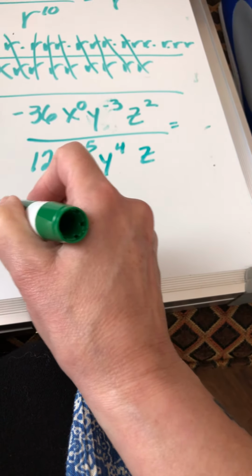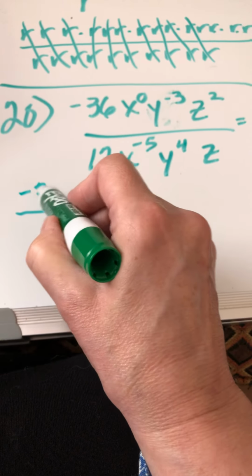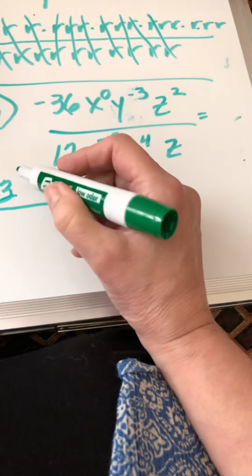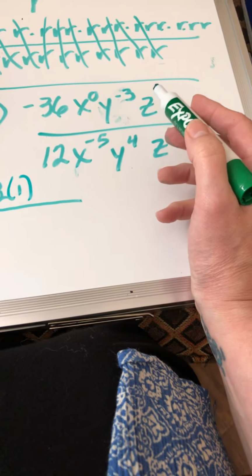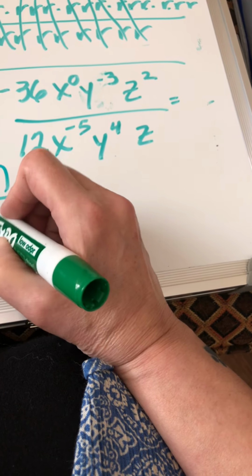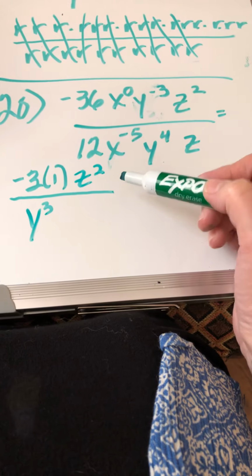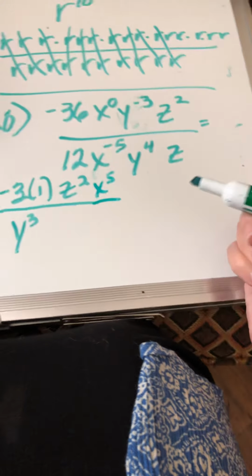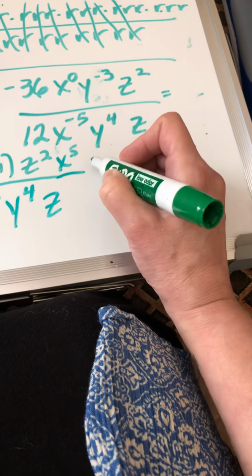So let's simplify a bunch of stuff first. Negative 36 divided by 12 is a whole number, negative 3. Anything to the 0 power is a 1. These y's to the negative 3 power are in the wrong place. They need to go down here. It's a reciprocal. These z's are fine. I already dealt with that 12. These x's to the negative 5 power mean they really belong up in the numerator. These y's are fine because of the positive exponent.